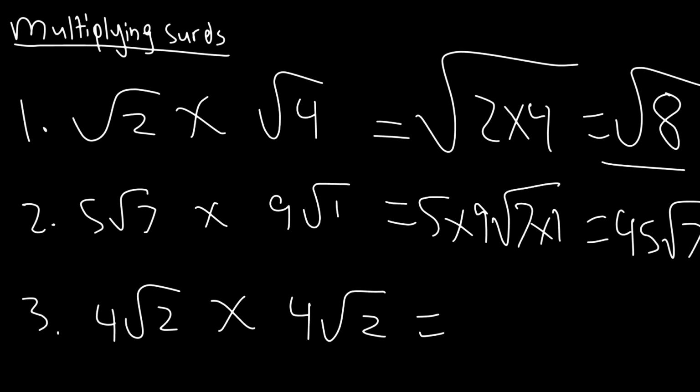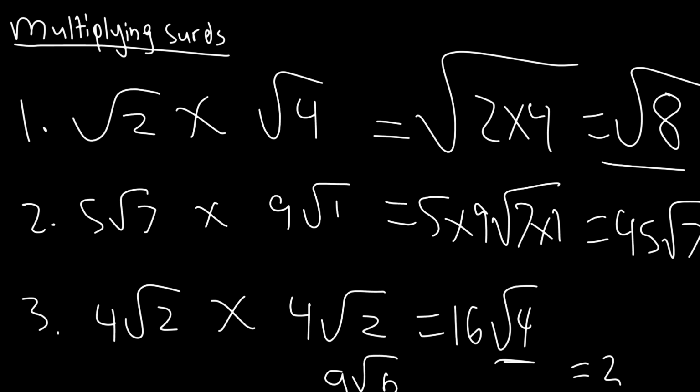So, we have 16 root 4. Now, if the question asks you to simplify fully, something important is root 4 over here we know is equal to 2. And we've covered that when there's a number outside the surd, what this basically means is it's that number multiplied by the surd. So all of this basically equals 16 times 2. We know that the answer to this is 32.